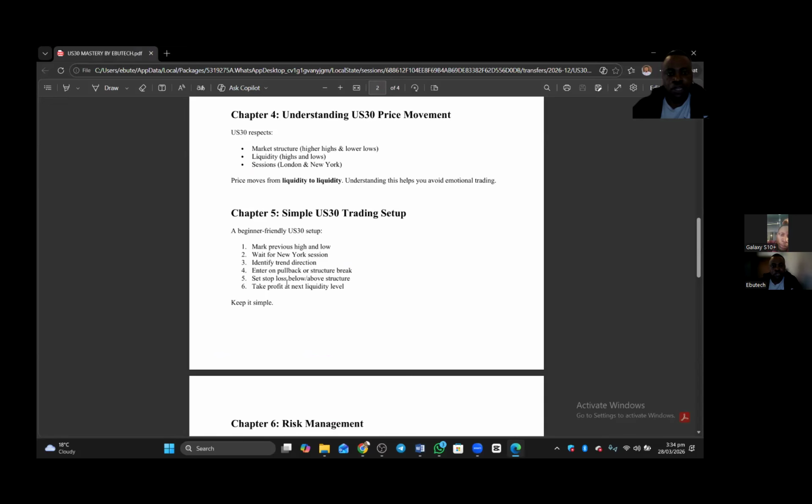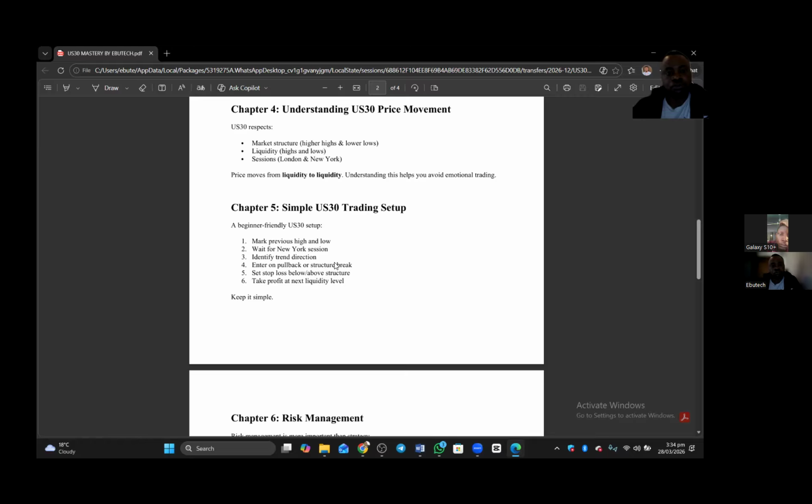Okay, the 4th one, enter on pullback or structure break. This one is going to come when you have already mastered the trading and how to analyze. Then set stop loss below or above structure, take profit at the next liquidity level, and keep it simple. This is when you have already mastered what you are doing.